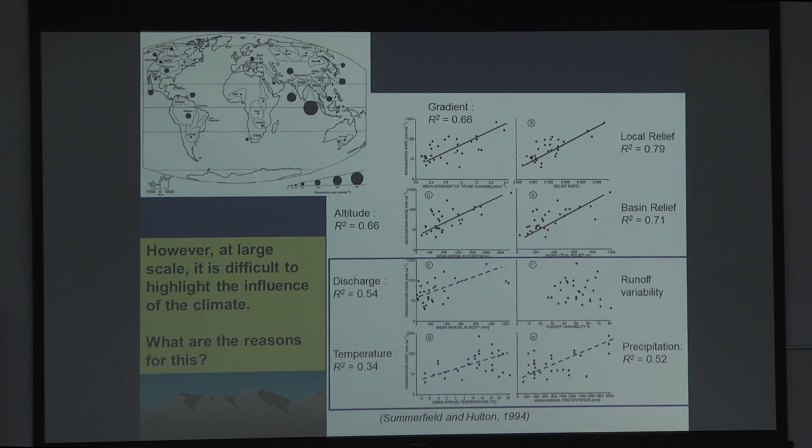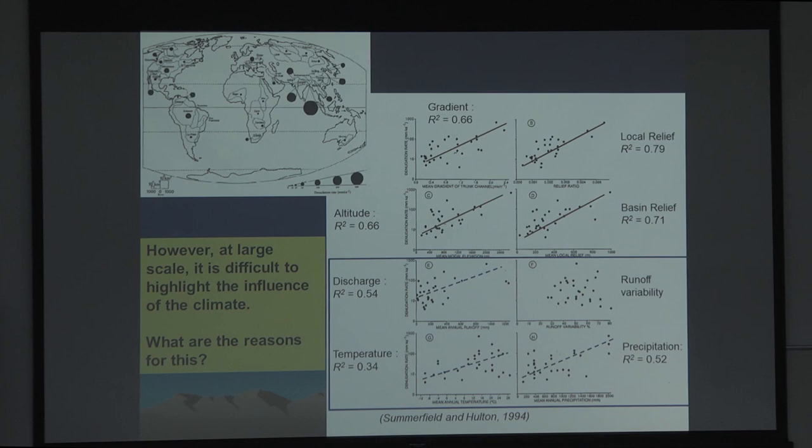In fact, as I was explaining before, all the variables are interacting, so it's difficult to get clear results. Obviously, we see some tendency. The tendency is that, in general, denudation is related to relief, or to a topographic variable. So the higher the mountain is, usually the higher the erosion will be.